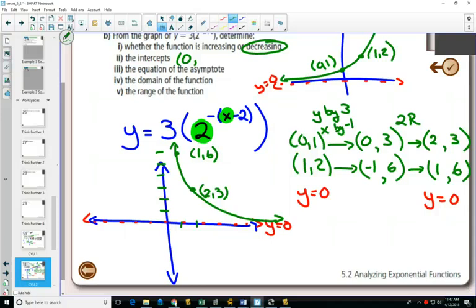You'd have 0 minus 2 times a negative, be positive 2, 2 to the power 2 would be 4, 4 times 3. You'd get the point (0, 12). Equation of the asymptote we already have, and I'll do domain and range here. The domain is everything. Your range is bigger than 0.